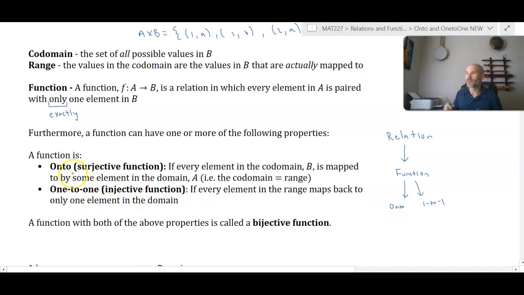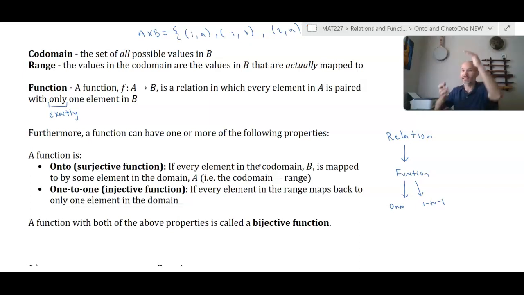An onto function, sometimes called a surjective function, it's just terminology. A function is called onto if every element in the codomain is mapped to by some element in the domain. In other words, your codomain and your range are exactly the same. So if the codomain was the set of all whole numbers between 1 and 10, 1, 2, 3, 4, 5, 6, 7, 8, 9, 10, and if every element, 1 through 10, had a corresponding input, then we would say that that function is onto.